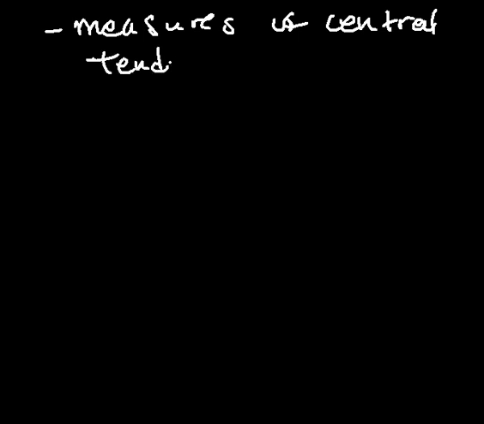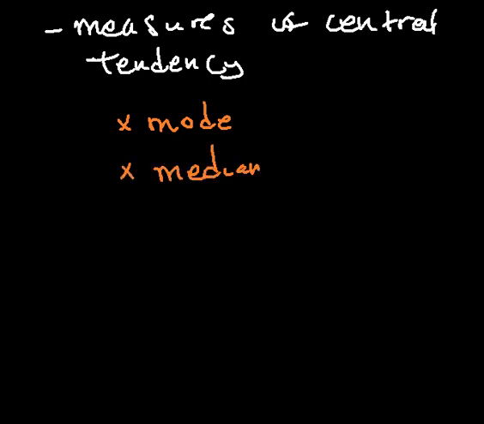On the measures of central tendency, we talked about the mode, the median, and the mean. We said the measures of central tendency define the centralness or the concentration of the data that we have. It discusses the centralness of the given data. That is what we call central tendency.